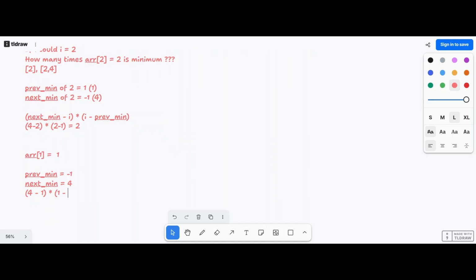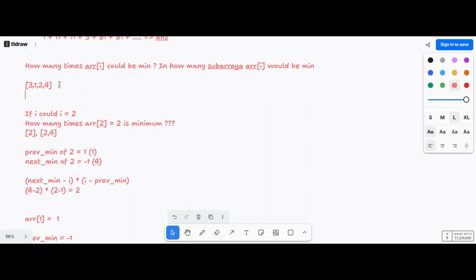So i is again 1, minus previous minimum. 4 minus 1 is 3, and 1 plus 1 is 2. So it's 6. Are there 6 subarrays where 1 is coming as minimum? Let's see. 3 1 could be one, 3 1 2 is another, and 3 1 2 4 is another, and then 1, 1 2 and 1 2 4. So these are the 6 different subarrays where 1 is coming as minimum. Anything apart from this? No, everything is covered.